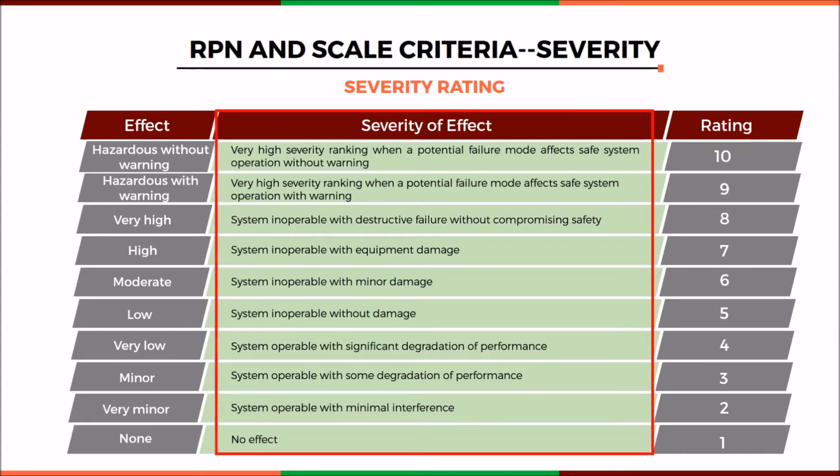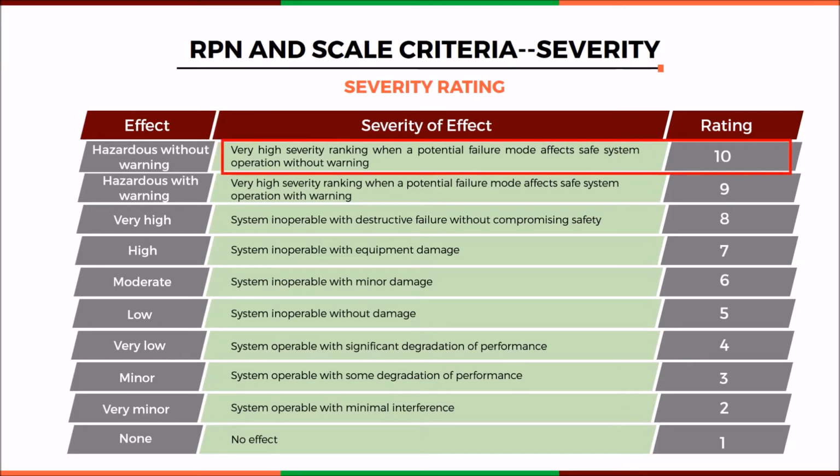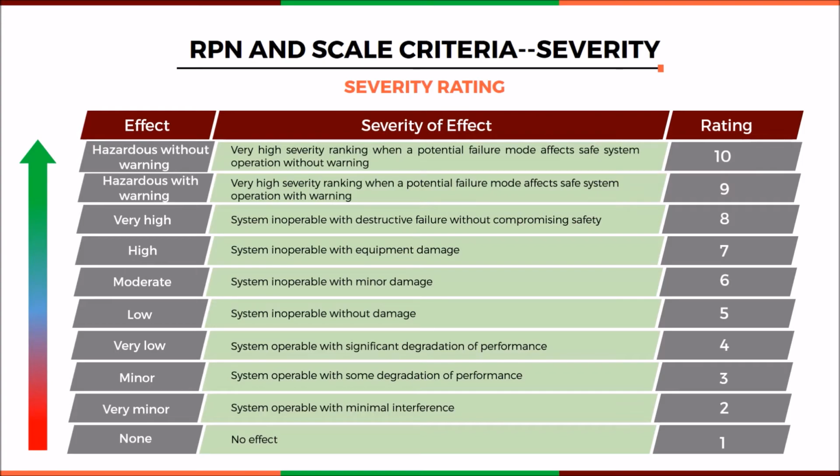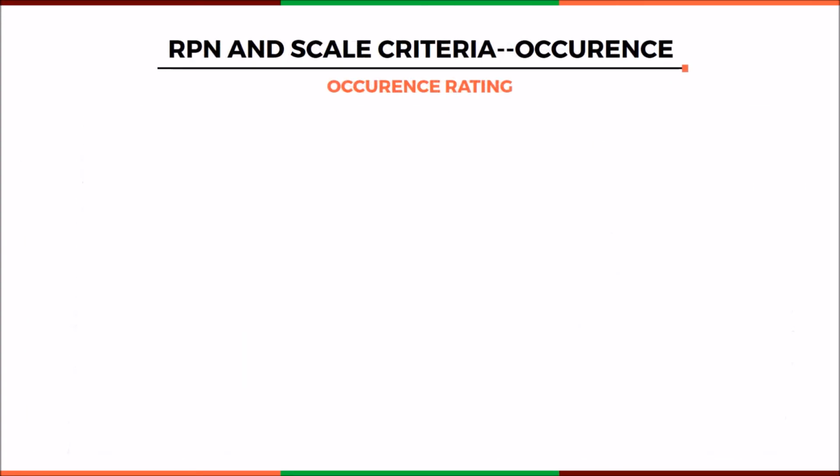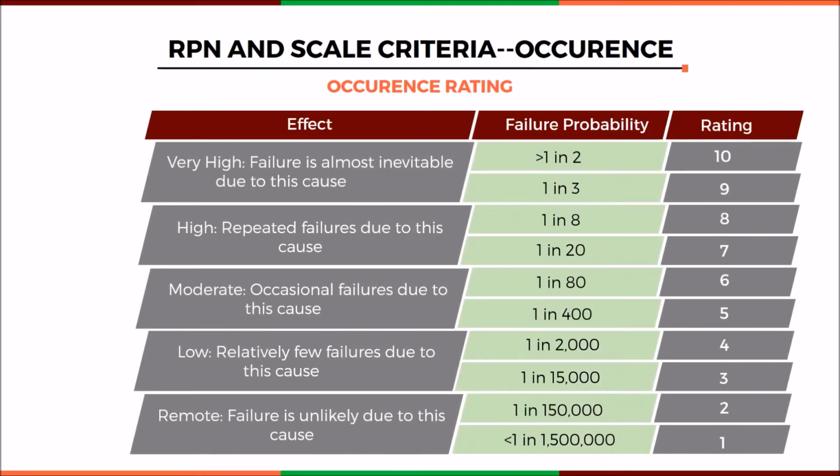This table depicts severity as a measure of how critical the failure mode is to the customer or to the process. A high severity rating indicates that a mode is critical to operational safety. The rating cannot be changed. Occurrence is the probability that a specific cause will result in the particular failure mode. Higher occurrence of failure, the higher the rating.